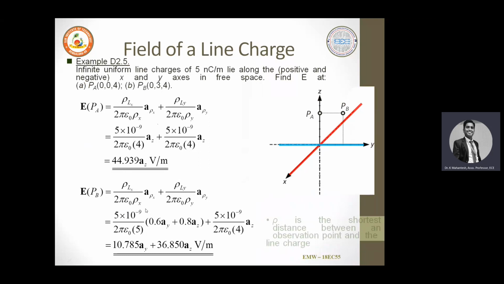Rho is the shortest distance between an observation point and the line charge.